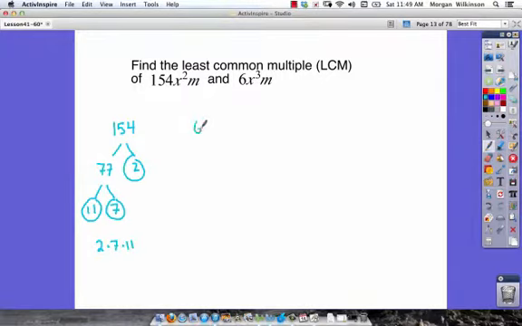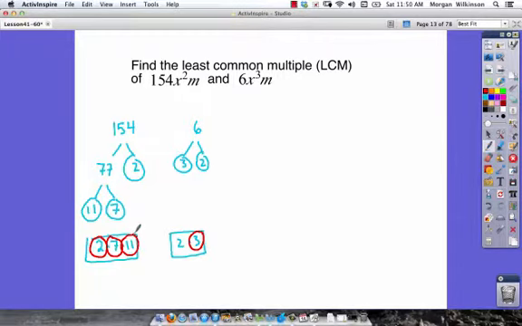For 6, well, 6, that's an easy one. 6 must be 3 times 2. We can go ahead and write it out. We'd write it out numerically, so we get 2 times 3. Now we need to box these and figure out where each number happens the most. Well, you can see the 2 happens one time in both, so we can pick either. The 3 only happens with the 6. And the 7 and 11 both happen with the 154. So to find our answer, we're going to multiply 2 times 3 times 7 times 11.